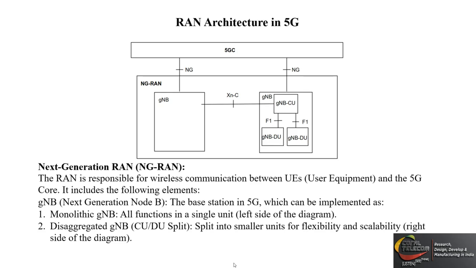Where does the RU come in the picture in this architecture? The RU will come in the picture when the user equipment has to connect to the radio, right?